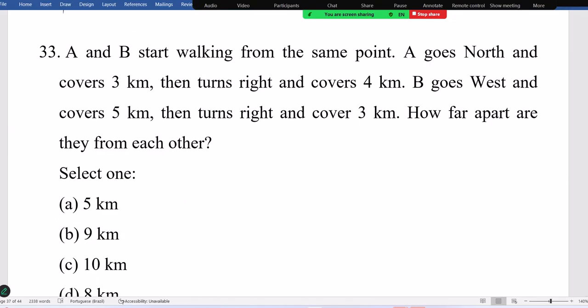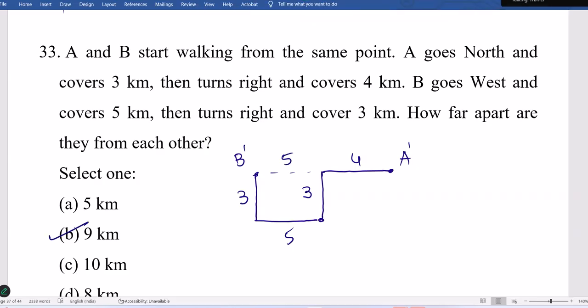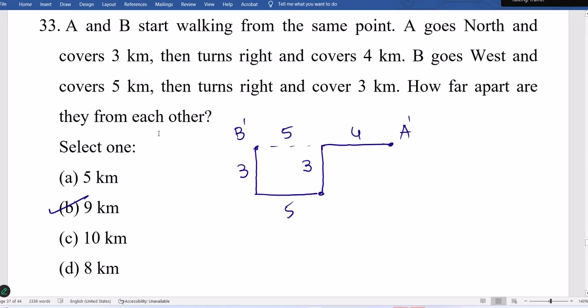A and B start working from the same point. A goes north 3 kilometers, turns right and goes 4 kilometers. A is here. B goes west 5 kilometers, turns right and covers 3. Now B is here. The distance between A and B is nothing but 9 kilometers. Directions related question. Here 5, here 4, 9.